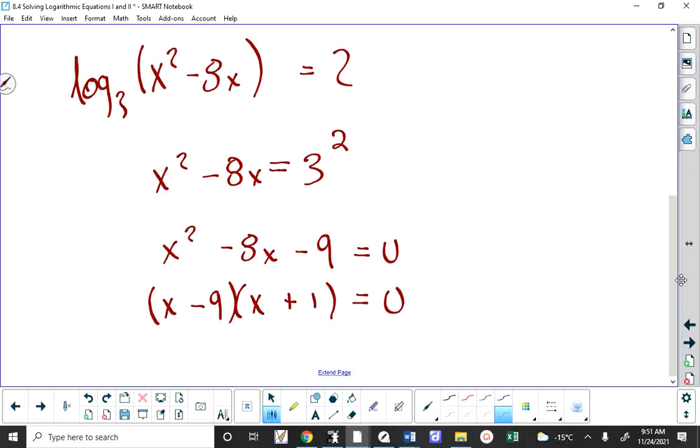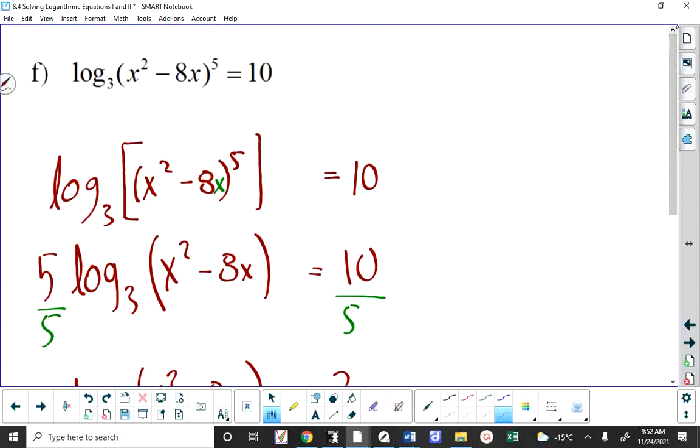Negative 9 times 1 is negative 9. Negative 9 plus 1 is negative 8. What do we discover after all of this? That x equals 9 or x equals negative 1? Well, maybe. We have to go back up and check to make sure the arguments are valid arguments for logarithms.